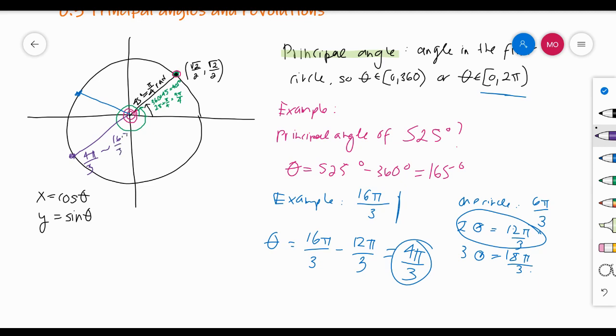But the principle of 16 pi over 3 is 4 pi over 3. I hope that makes sense. Okay.